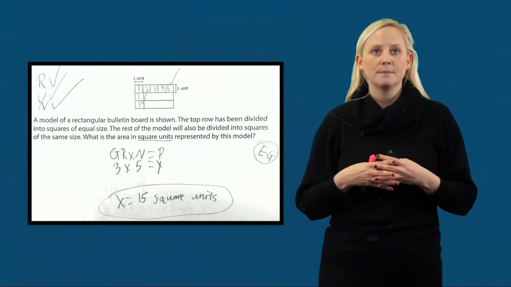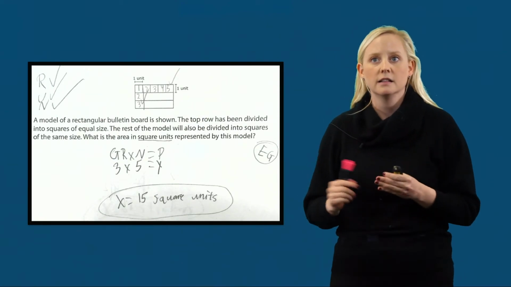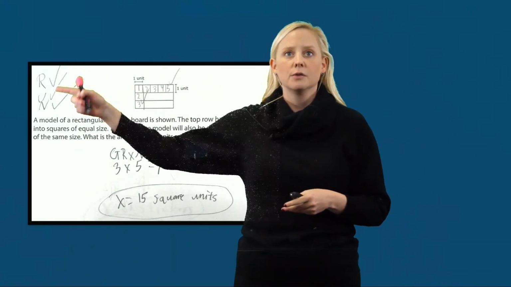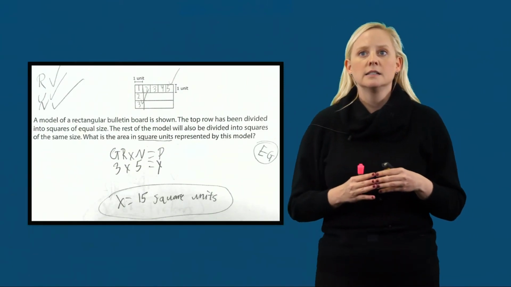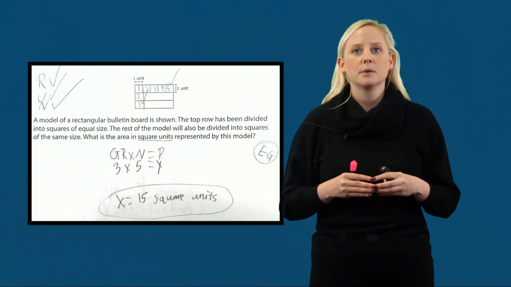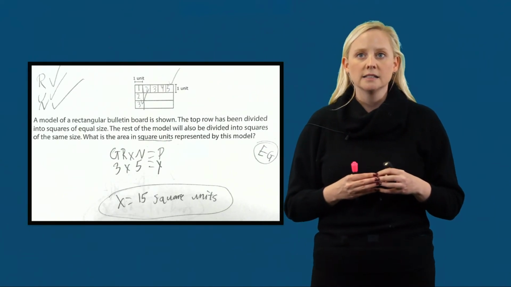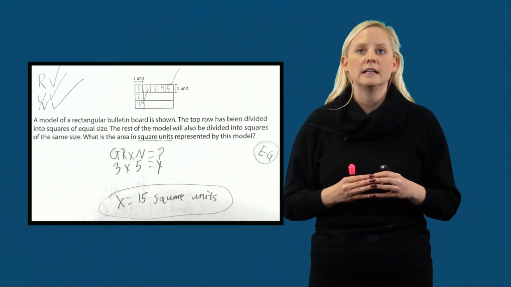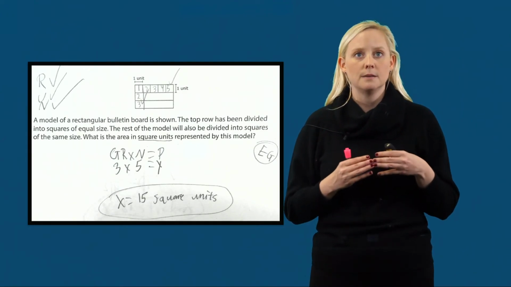So here's an example of an equal groups problem where the student was asked to find the area. Let's take a look. The student put RUN to run through the problem. Let's go ahead and read it. It says a model of a rectangular bulletin board is shown. The top row has been divided into squares of equal size. The rest of the model will also be divided into squares of the same size. What is the area in square units represented by the model?